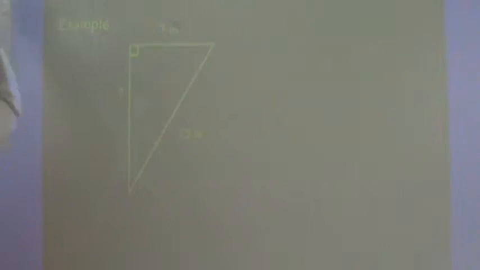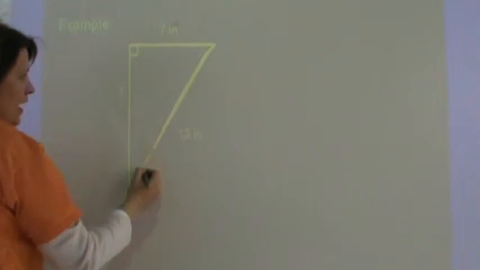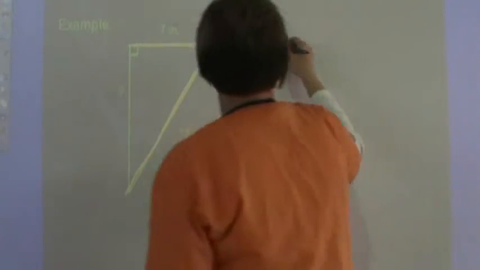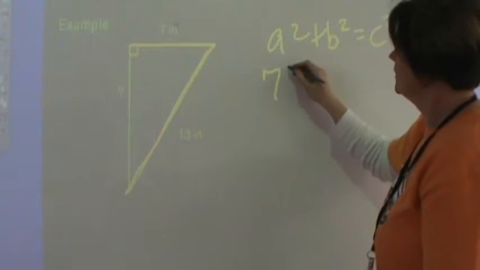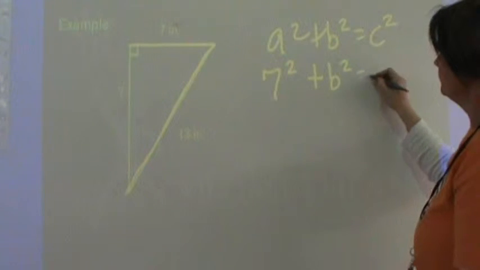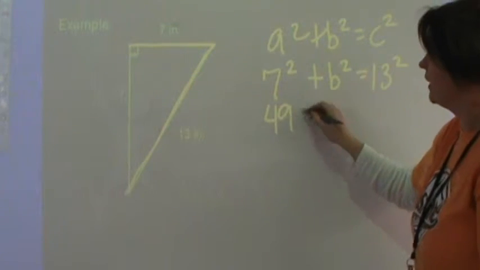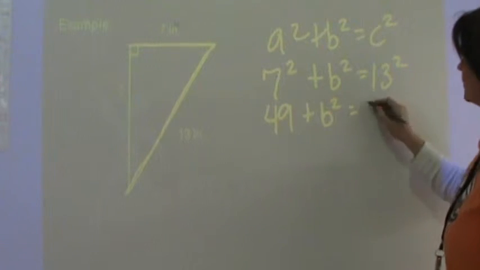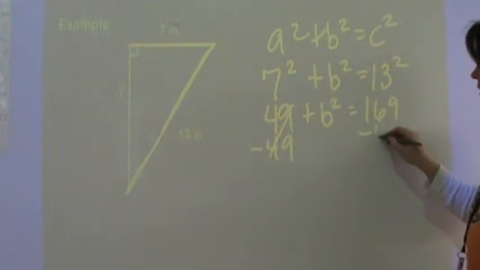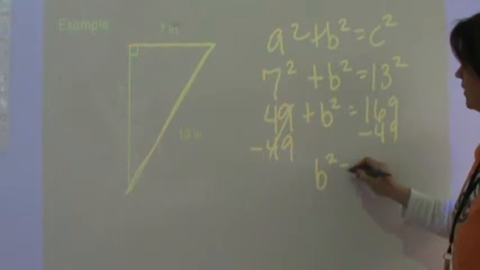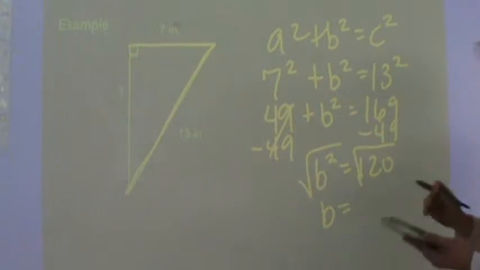Now the difference on this one is I give you a leg and I give you a hypotenuse. There's a couple ways to look at this. We still have our a squared plus b squared equals c squared. One of our legs is a, and we know our hypotenuse. 7 squared is 49. 13 squared is 169. Now I have to solve for b, so I'm going to subtract 49. So b squared equals 120. Take the square root, and that would get us our b.